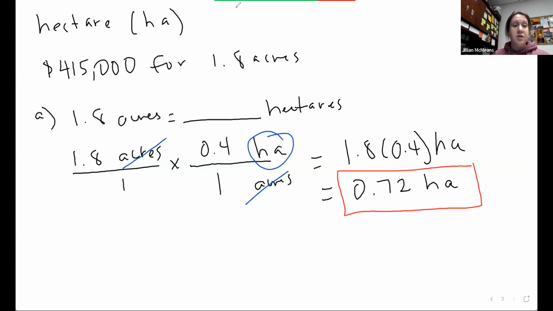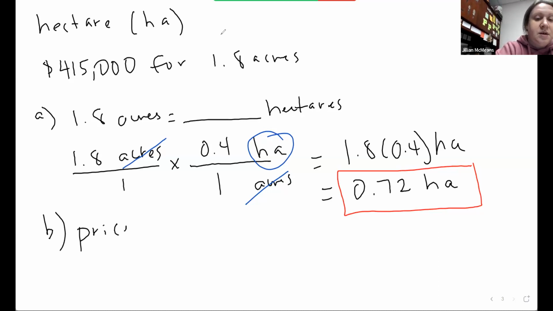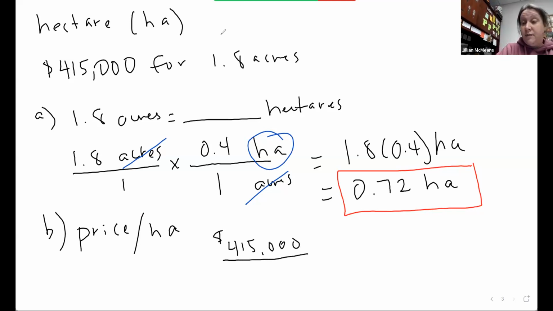So we know that this 1.8 acres in Northern California is equivalent to 0.72 hectares. What we want to do now is figure out the price per hectare. So we take the price of this property, divide it by the amount of space in hectares, so 0.72 hectares. As long as you show me this setup, you can do the division on your calculator. So 415,000 divided by 0.72.